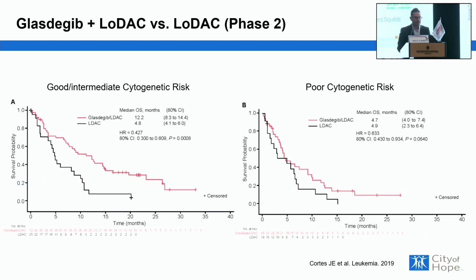But there's a small trick here. This particular combination seems to be more effective in patients with good or intermediate cytogenetic risk. As you can see on the right side, the curve shows poor cytogenetic risk patients who did not benefit from adding this drug to low-dose cytarabine alone.